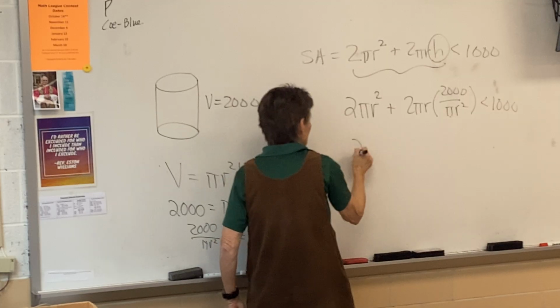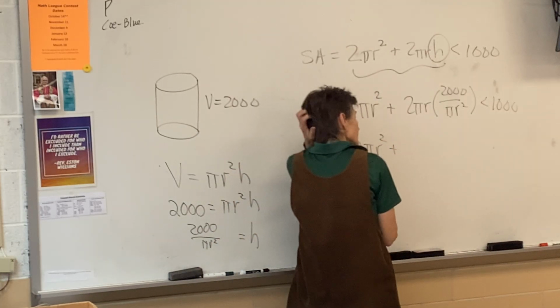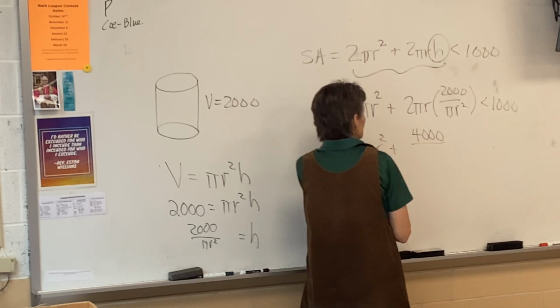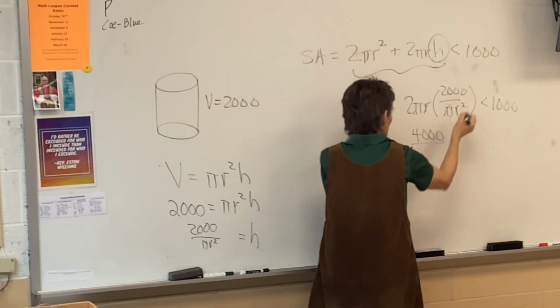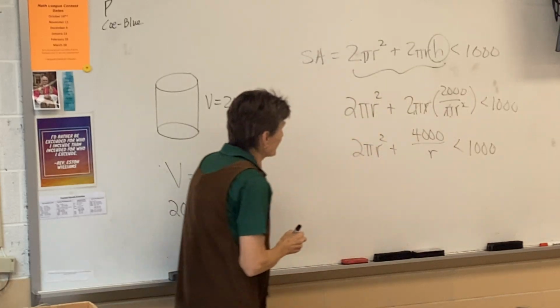I'll clean that up a little bit. 2 pi r squared plus, what happens here? 4,000. Those are gonna cancel. One of those r's is gonna cancel, over r. I think that's what I get. You figure that out and see if that's what you get.